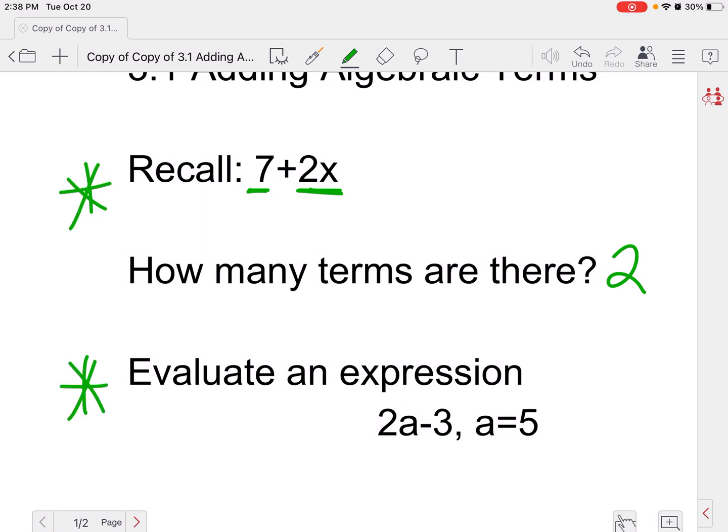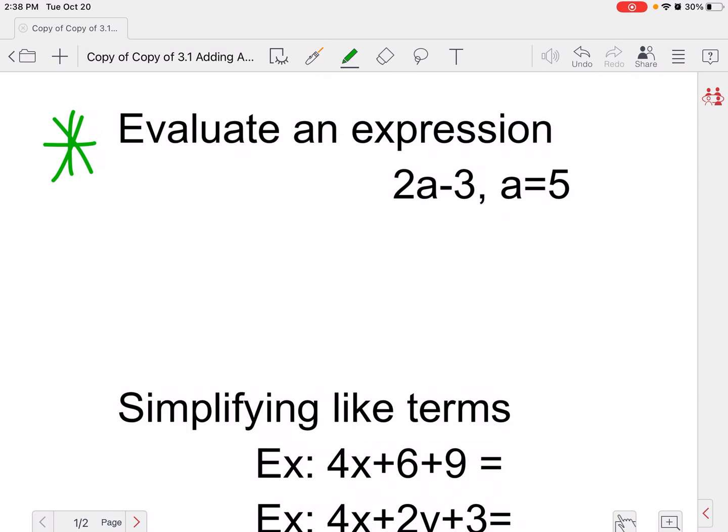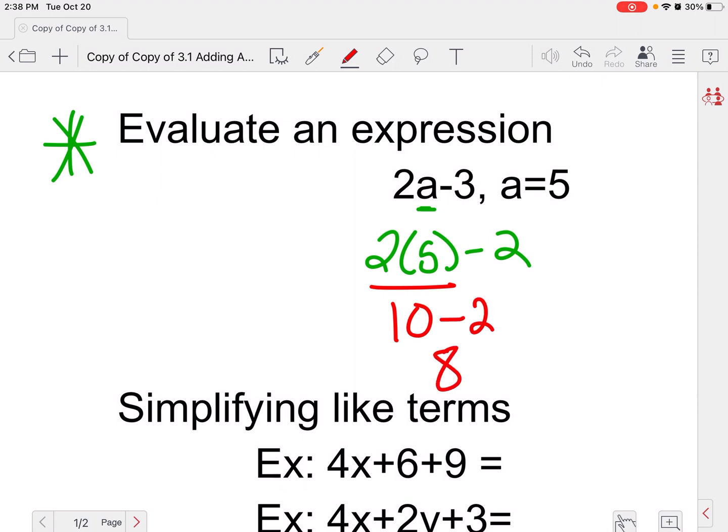Second thing we learned last year is evaluating an expression. So if you have 2a minus 3, and we know that a is 5, instead of writing a here, we're going to write 5, and we're going to write that in parentheses. Okay, and this would then be solved by doing what we normally do with PEMDAS, right? So we'd multiply first, so 2 times 5 is 10 minus 3, and then 10 minus 3 would be 7. So I evaluated that expression by plugging in 5 for a.